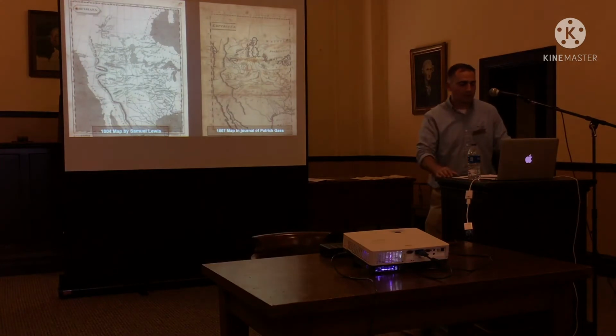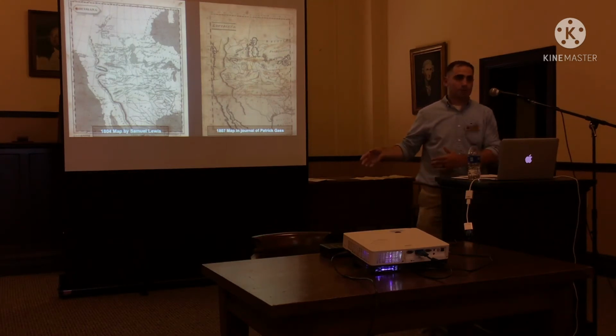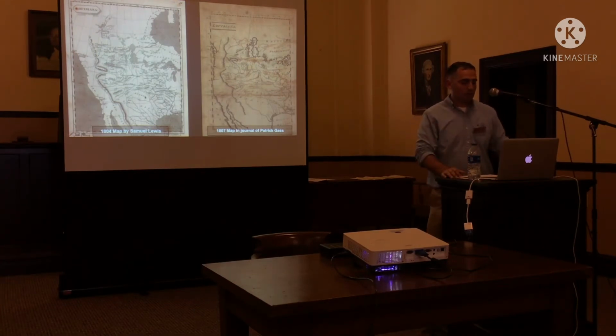And then there was one map that was published before on Louisiana Territory by Samuel Lewis, the same man who ends up engraving the Lewis and Clark map that we know today. And it's not very detailed. It has the Missouri River in there.